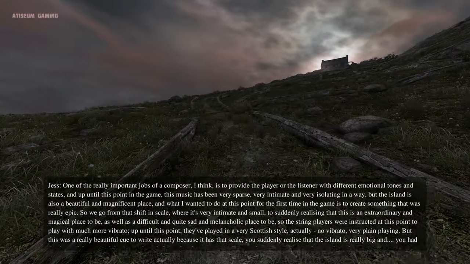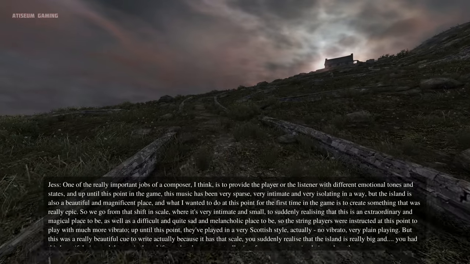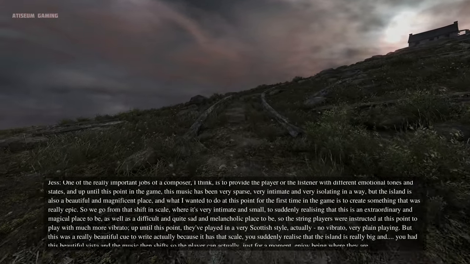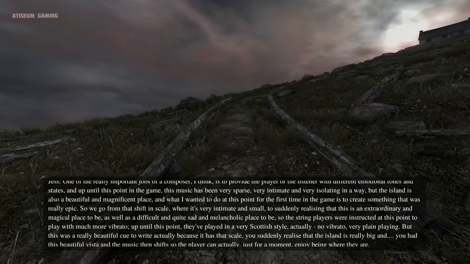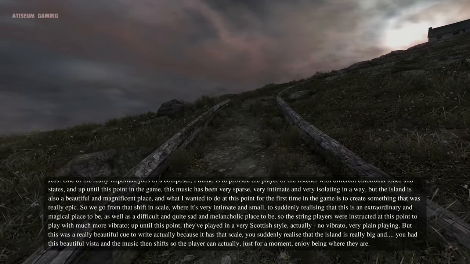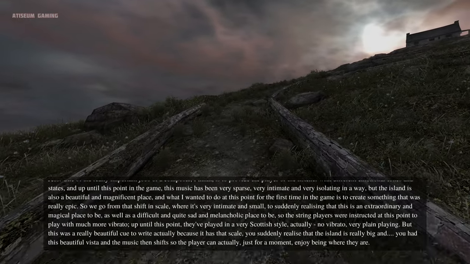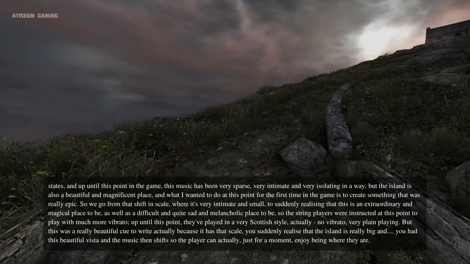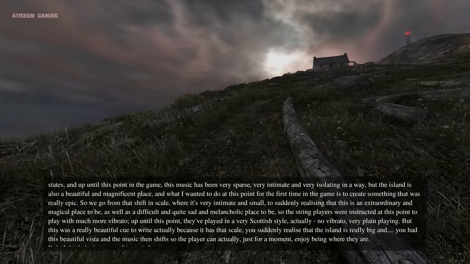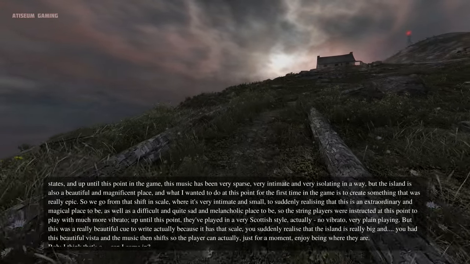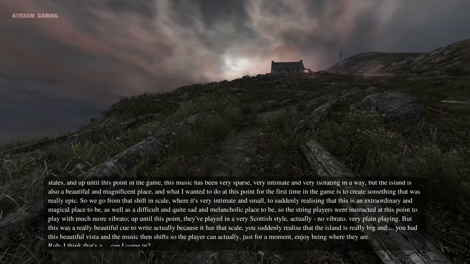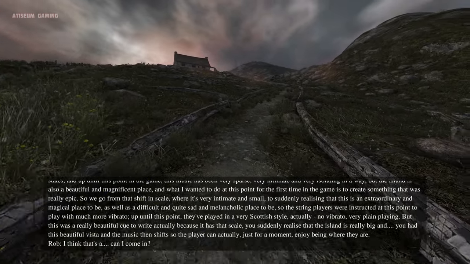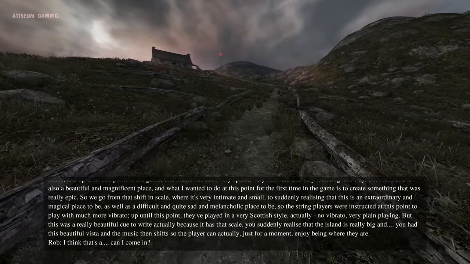One of the really important jobs of a composer, I think, is to provide the player or the listener with different emotional tones and states. And up until this point in the game, the music has been very sparse, very intimate, and very isolating in a way. But the island is also a beautiful and magnificent place, and what I wanted to do at this point, for the first time in the game, is to create something that was really epic.